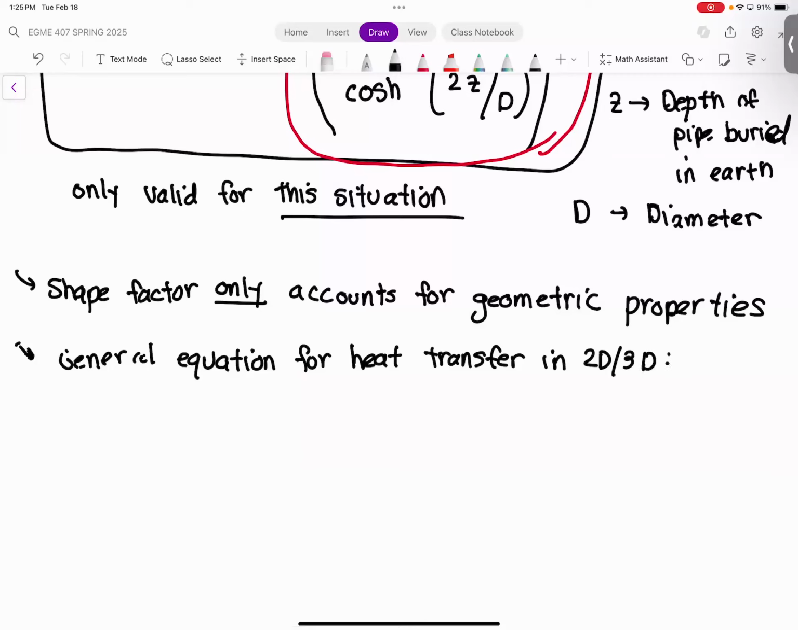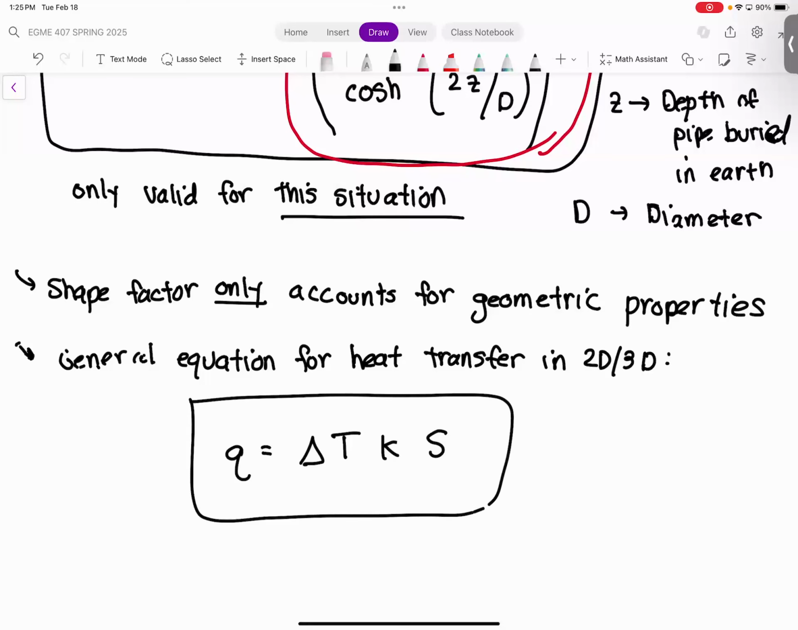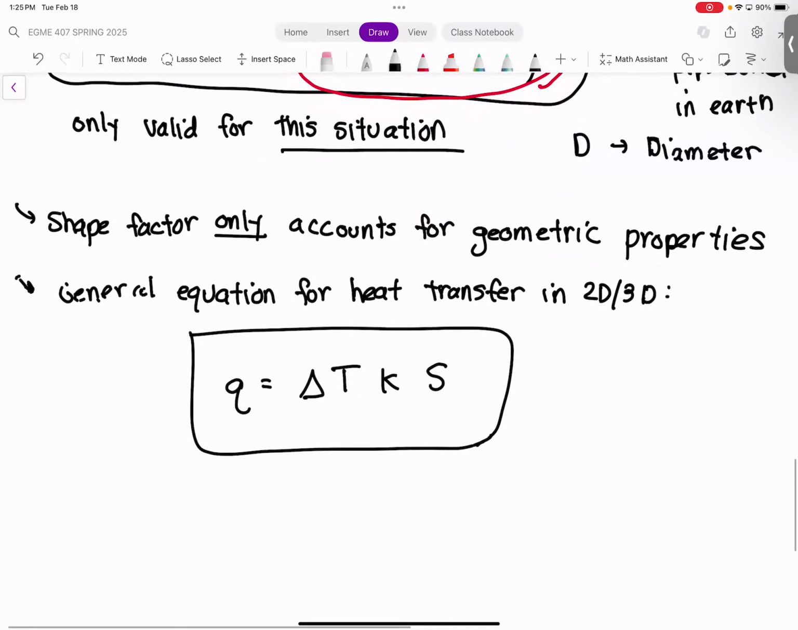So the formula we have is Q is equal to delta T K, multiplied by S, where S here is our shape factor. S is a shape factor that has a specific form for certain specific geometries.